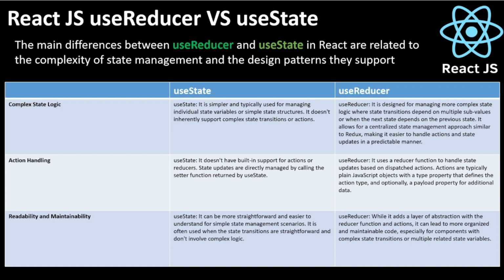useReducer is designed for managing more complex state logic, where state transitions depend on multiple sub-values, or when the next state depends on the previous state. It allows for a centralized state management approach, similar to Redux. Redux is also a third-party library particularly for state management, but the React team also provided useReducer. And now React 19 is coming up with new and better features in the future, making it easier to handle action state updates in a predictable manner.